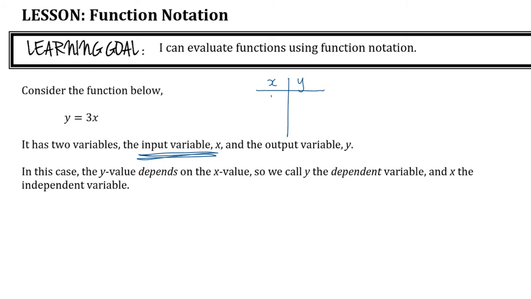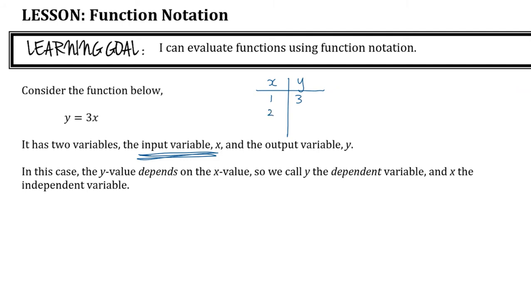So I'll pick 1. I'm going to throw that 1 at this equation. And the equation is going to give me back 3. Because what the equation says is, whatever number you give me, I'm going to multiply it by 3 and then give you the result. Right?